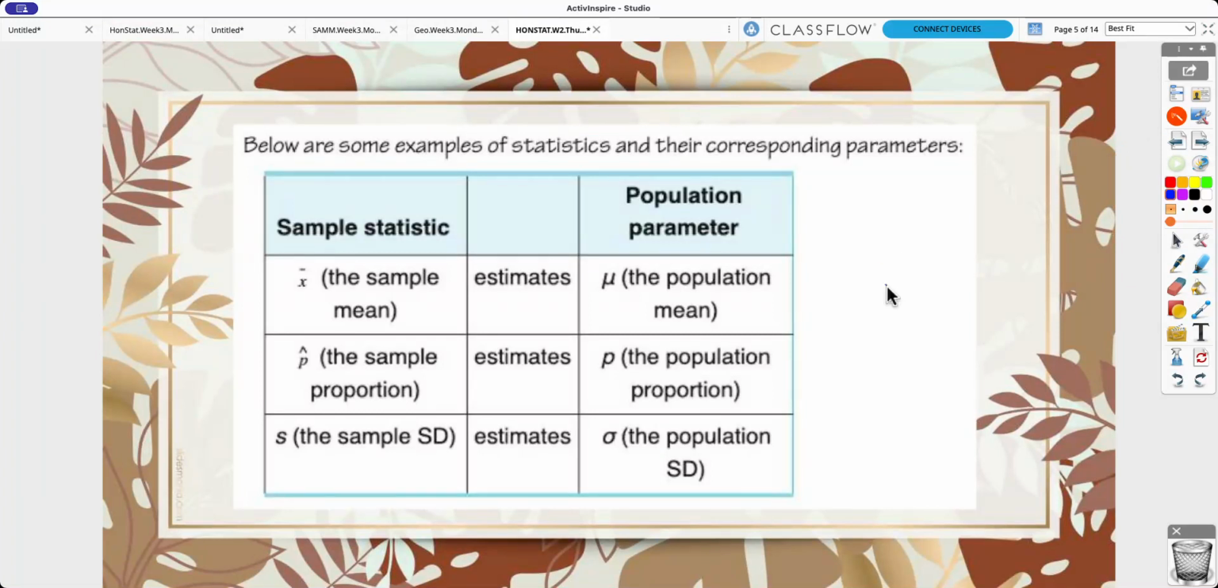Now, below are some examples of statistics and the corresponding parameters. So the x̄, which denotes the sample mean, estimates the μ, which denotes the population mean. The p̂, which is the sample proportion, is used to estimate the p, which is the population proportion. And s, which is the sample standard deviation, can be used to estimate the population standard deviation denoted by σ.